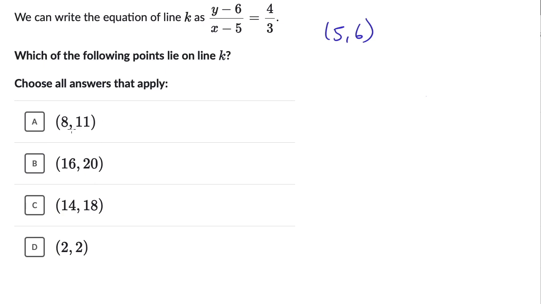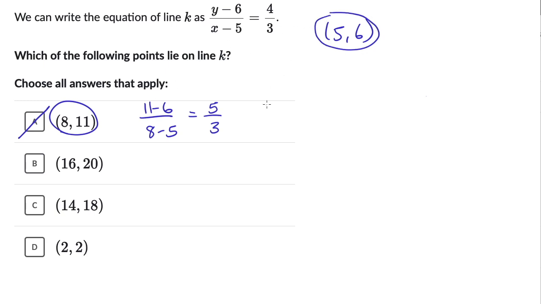To solve this problem, we really just have to substitute our x's and y's into this equation to see if it's true. So in this first one right over here, x is 8, y is 11. So I have (11 - 6)/(8 - 5). So this is equal to 5/3, not 4/3. So I'd rule that out. Another way to think about it, we just calculated the slope of the line between this point and the point (5, 6), and we see that it is not 4/3.